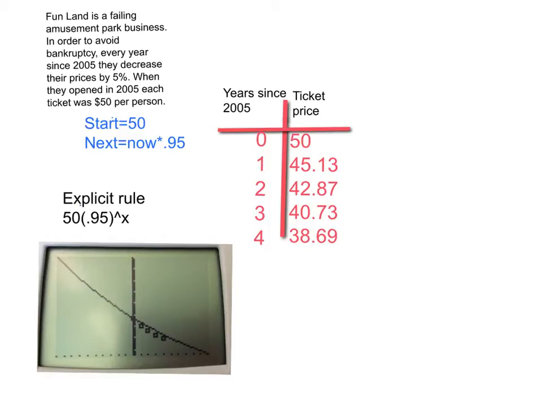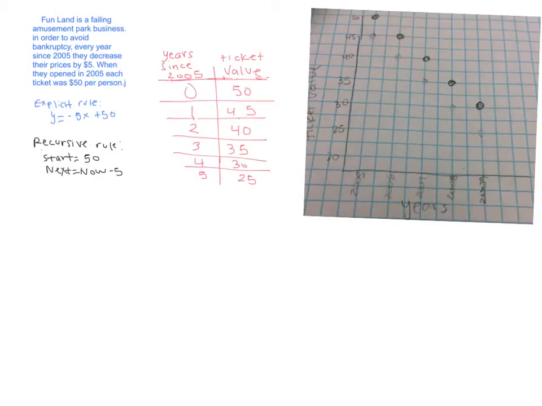This is our table of values, and then that's the graph, and this is the next problem. This is for the linear decay problem. Funland is a failing amusement park business. In order to avoid bankruptcy, every year since 2005, they decreased their prices by $5. When they opened in 2005, each ticket was $50 per person.